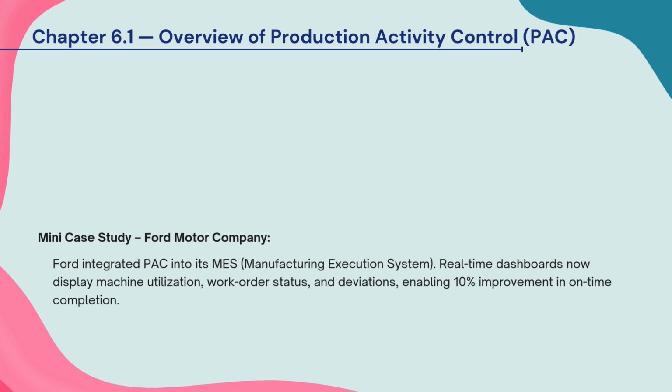This slide shows how PAC fits into the overall planning hierarchy. Long-term planning uses S&OP for balancing demand and capacity over 1 to 3 years. Mid-term planning relies on MPS and MRP to plan products over months. PAC operates in the short term, daily or weekly, focusing on execution and control.